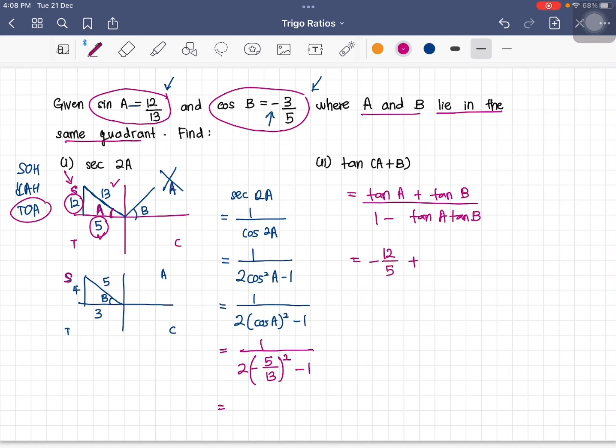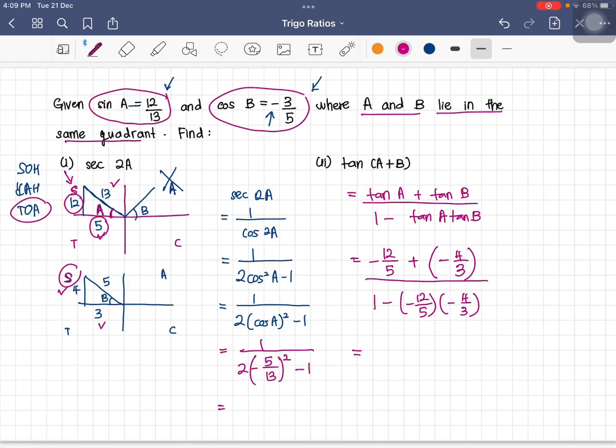You plus with tangent of B. Tangent of B is TOA, opposite over adjacent, so it should be negative 4 over 3. Why is it negative? Because it is on the second quadrant. Only sine is positive, therefore tangent should be negative. So you divide with 1 minus negative 12 over 5 times negative 4 over 3. Pressing your calculator, you'll get your final answer.